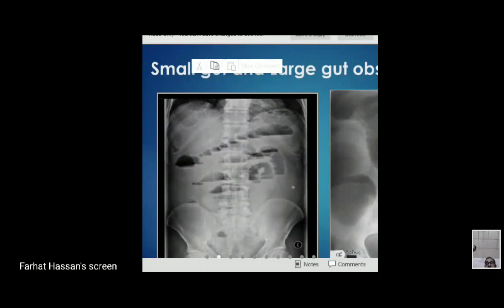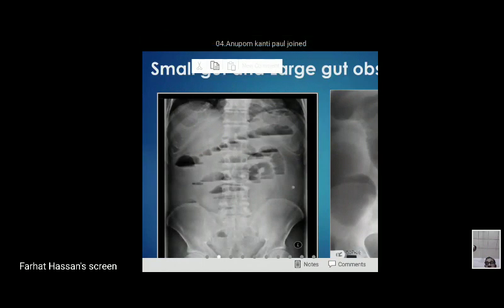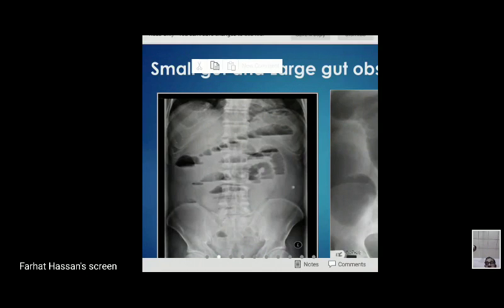So now come to the points. What are the important causes of intestinal obstruction?